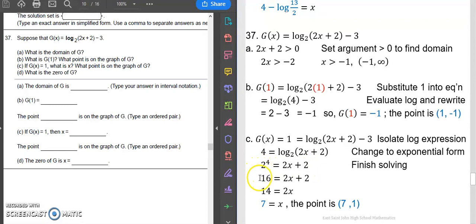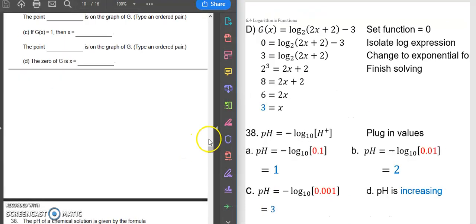2 raised to the 4th power is 16. 16 now equals 2x plus 2. We subtract 2, divide by 2, and then we get 7 equals x. 7 is our x coordinate. They gave us 1 for our y coordinate, so now the point is (7, 1).